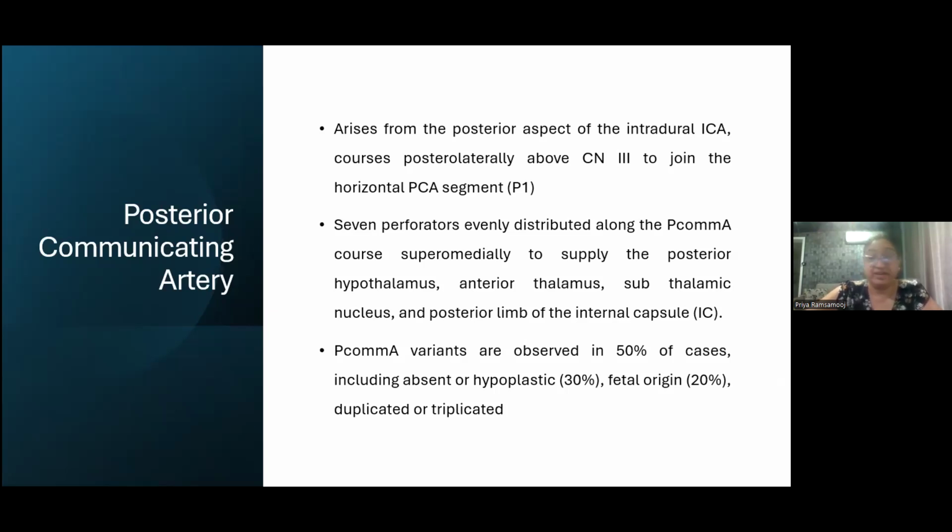Now, we have variants, and we will touch on variants in most of these things as well, but the PCOM variants are observed in about 50% of cases, and they can range from absent or hypoplastic in up to 30% of cases, or fetal origin in up to 20% of cases. Now, importantly, and we'll do this when we do aneurysms, but aneurysms usually arise from the posterior wall of the carotid artery, just distal to PCOM's origin, and those would point posteriorly towards cranial nerve 3.